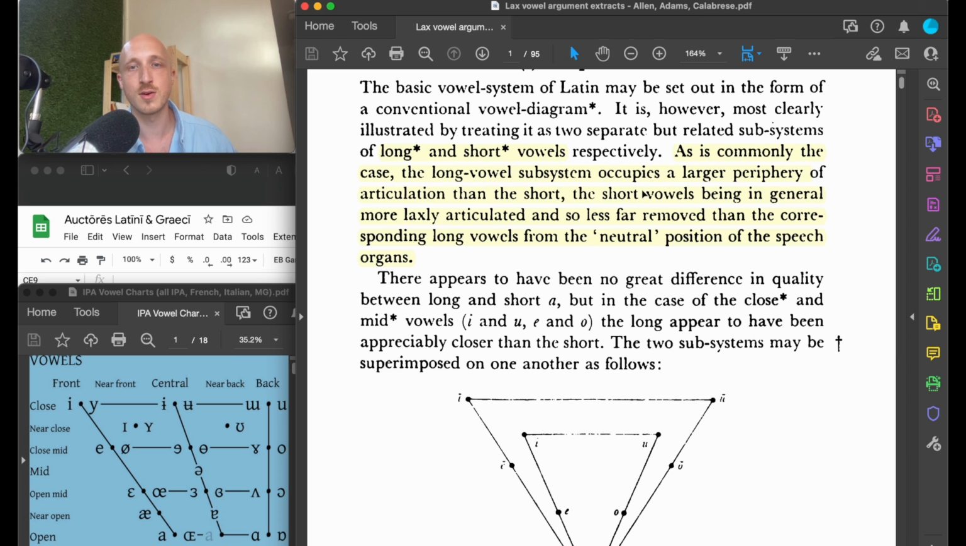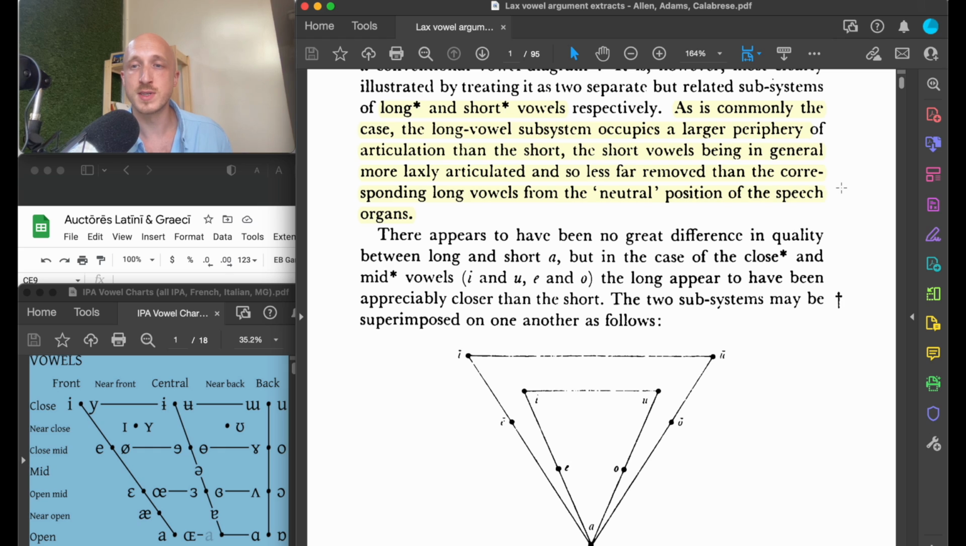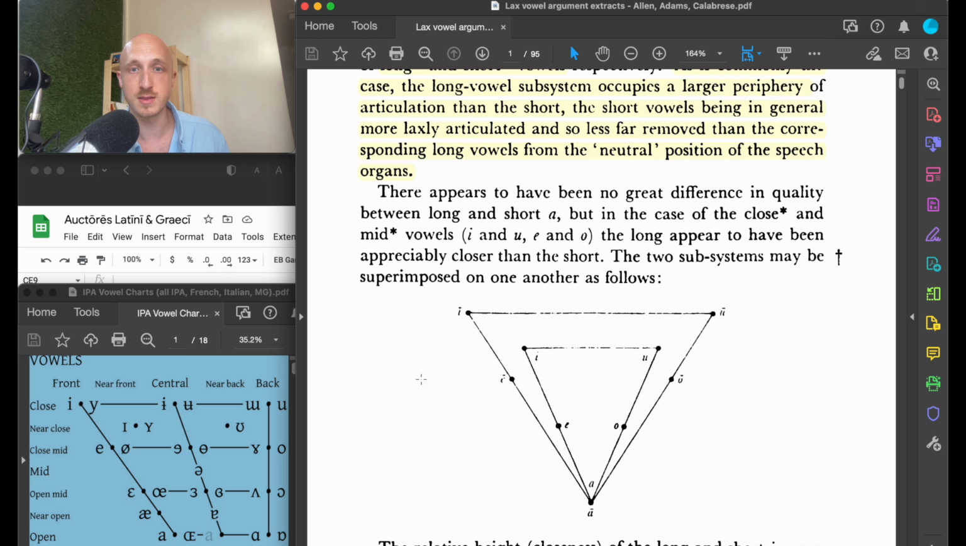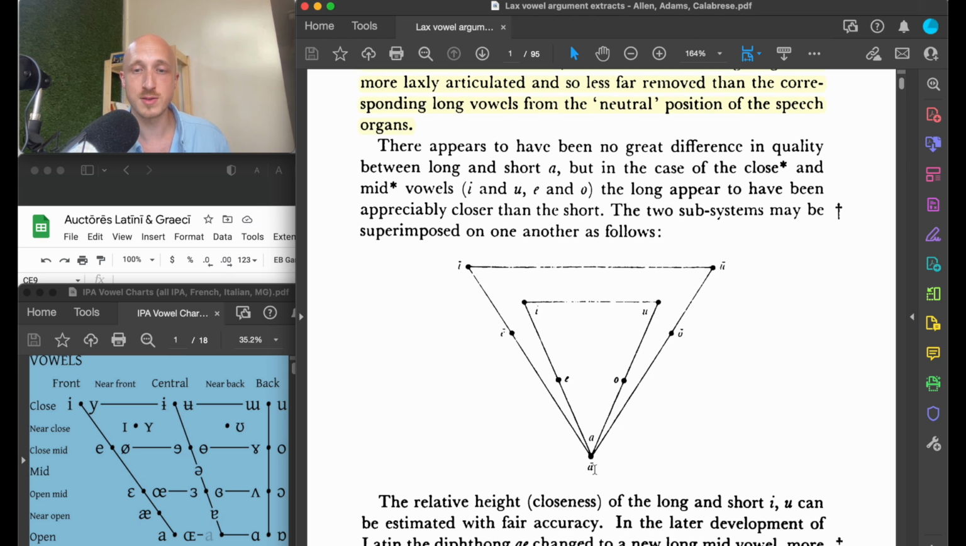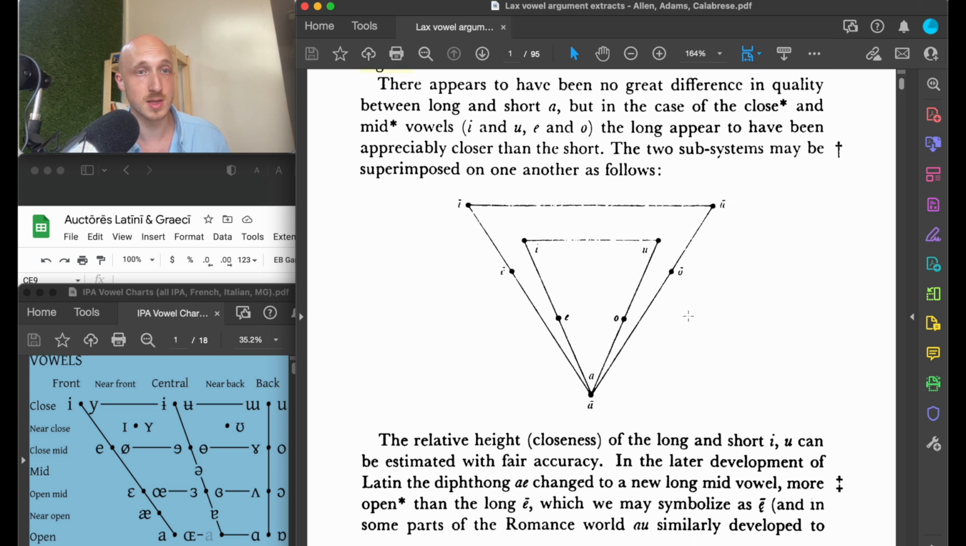As is commonly the case, the long vowel subsystem occupies a larger periphery of articulation than the short, the short vowels being in general more laxly articulated, so lax vowels, and so less far removed than the corresponding long vowels from the neutral position of the speech organs. Okay, and so here's his model. The long vowels: a, same quality as a, he says, and this is e, and this is i, u, o, but this is, according to him, a, e, o, i, u. Now, he doesn't use the IPA characters here, but this is demonstrated elsewhere.